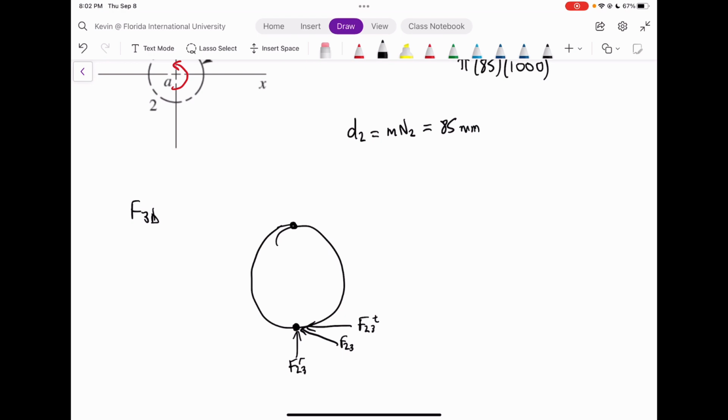Then we also have to draw our force from 4 onto 3. If it's rotating clockwise, the force from 4 onto 3 is going to be against that motion. So 4 to 3 is going to look like this: F43 with a tangential component, F43T, and a radial component, F43R.